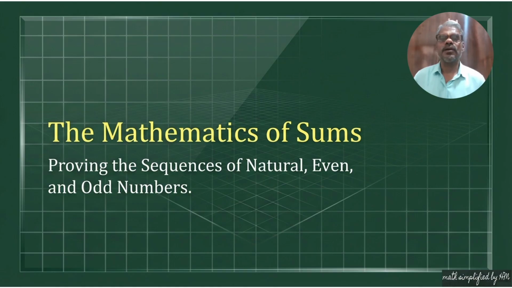Think back to Carl Gauss when his teacher tried to keep the class busy by asking for the sum of integers from 1 to 100. Gauss saw what no one else did, the beauty of pairs. He instantly found the total was 5050. Today, we apply that same genius to find the sums of natural, even, and odd numbers.